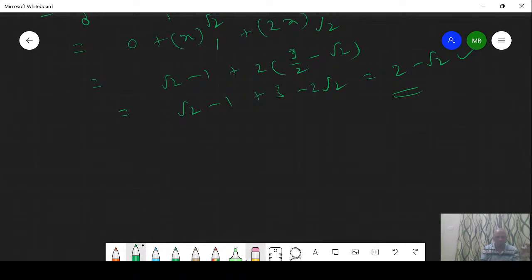Alright. Now, because that model is important, they may ask that model. I hope it's clear, right? That model is clear, right? Understood that model. Now, I will do the next problem.